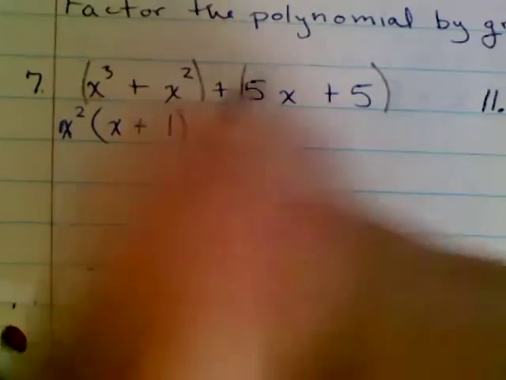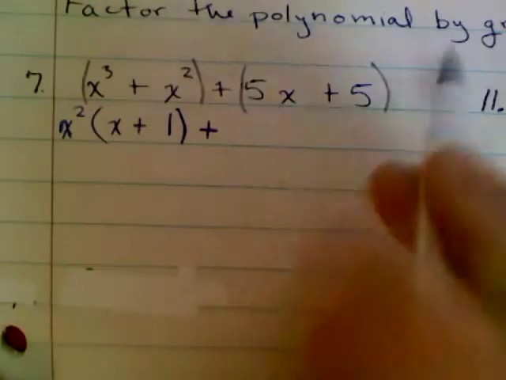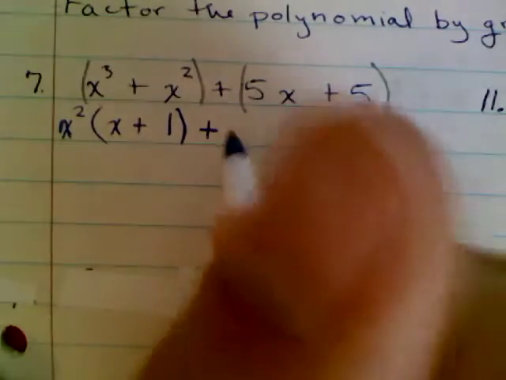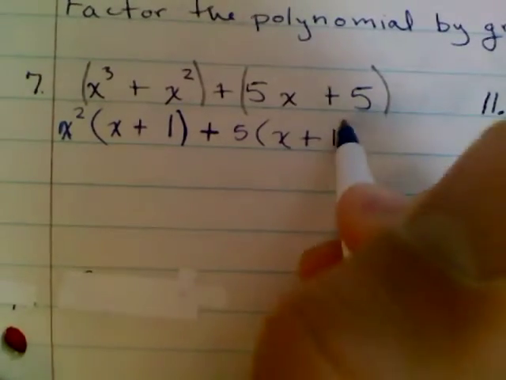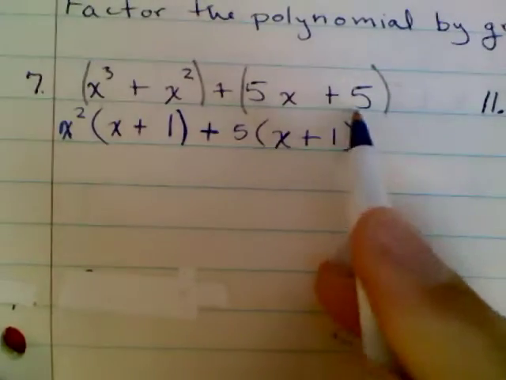Okay? Plus, what comes out of here? 5. 5 is in common. So there you go. 5 times x plus 1. Remember, 5 divided by 5 is 1.